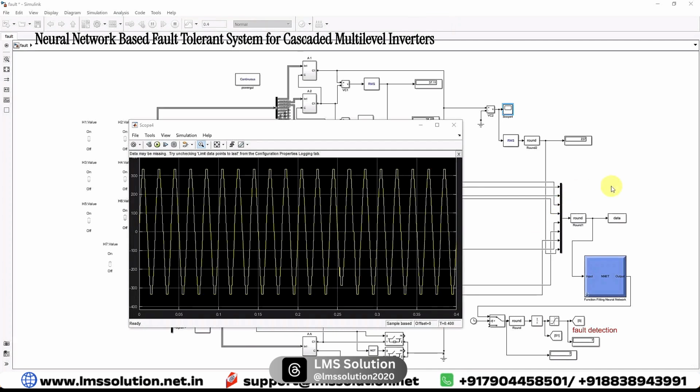So this is the working of the neural network based fault tolerance system for the cascaded multilevel inverter.